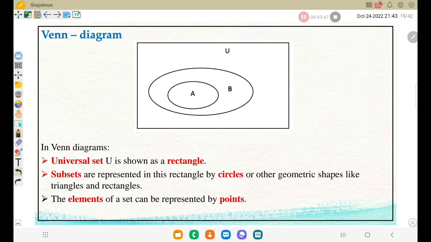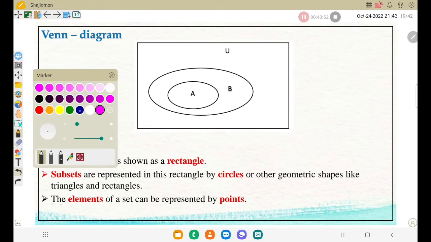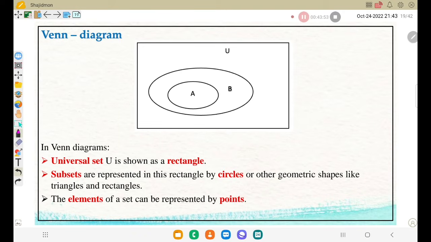I hope you understood. Now we will go to the next point, the Venn diagram. How can we represent a set by a diagram? That diagram we are calling a Venn diagram. In a Venn diagram, the universal set is the bigger set, correct? Always we use a rectangle for representing it. See, I used one rectangle here. This is the bigger set, the universal set.